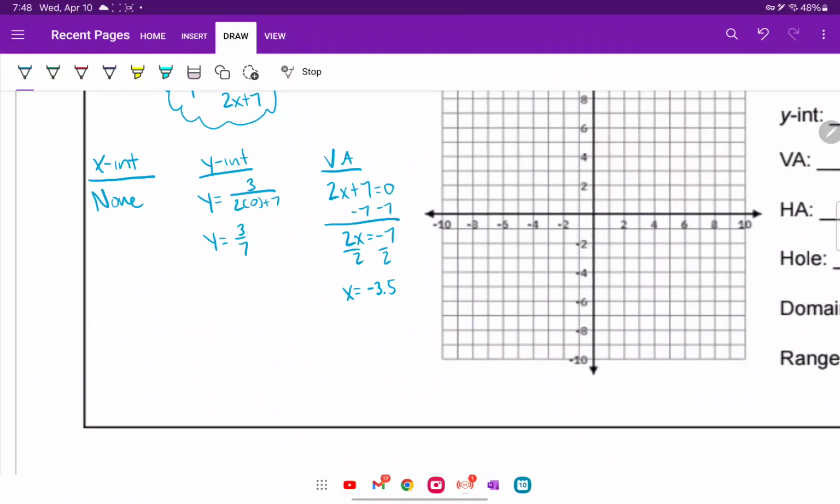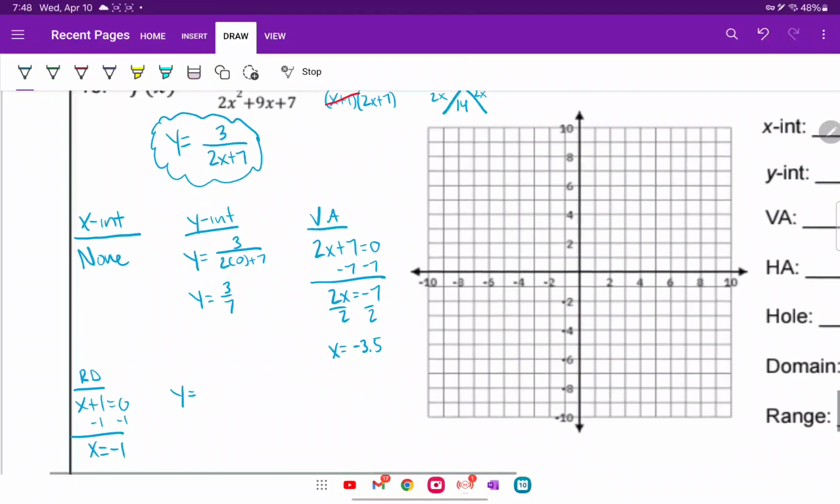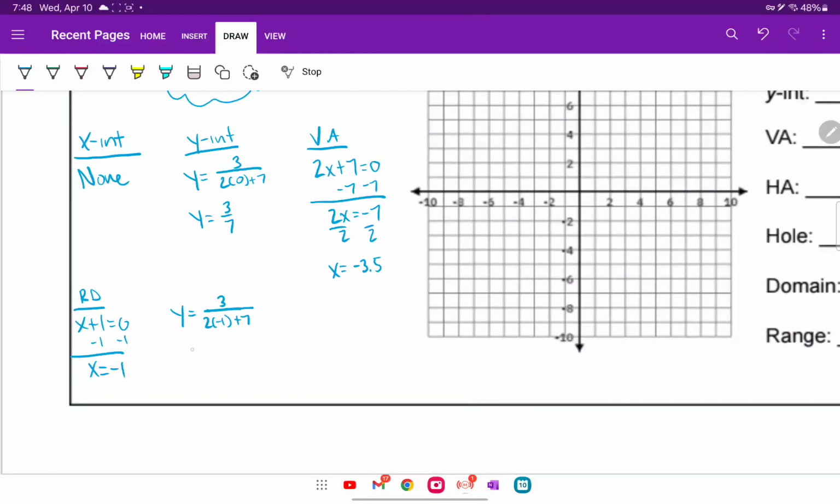Now, horizontal asymptote we already got, and now we're going to do our hole last. So we did cross out x plus 1. We set that equal to 0, and then we solve it. So x equals -1. And to figure out our y value, we plug in -1 to the simplified equation. So y equals 3 divided by 2 times -1 plus 7. And then we get 3 over -2 plus 7, which is 3 over 5. So y is equal to 3/5.